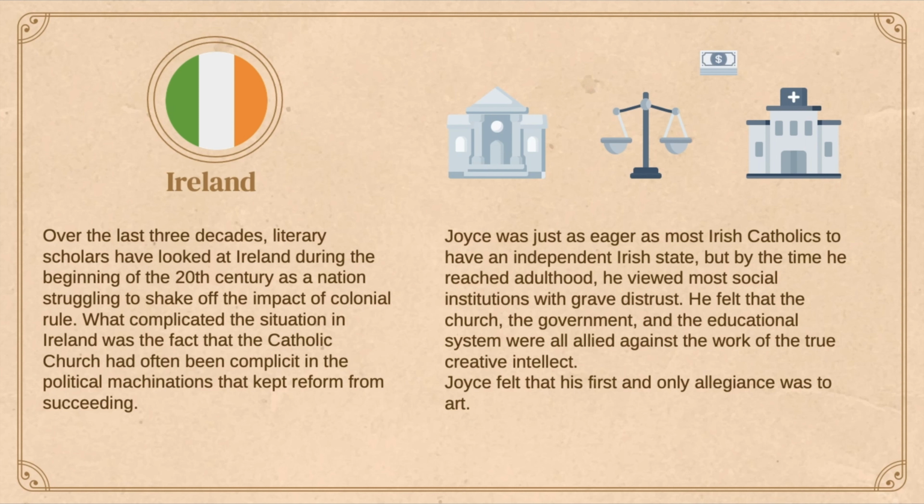Joyce, being a Catholic, was just as eager as most Irish Catholics to have an independent Irish state. But by the time he reached adulthood, he viewed most social institutions with great distrust. He felt that the church, the government, regardless of who was in charge, and the educational system were all allied against the work of a true creative intellect. And he refused to join or to support any endeavor that asked his allegiance, because Joyce felt that his first and only allegiance was to art. And in this view, he was joined by many of the leading literary modernists.